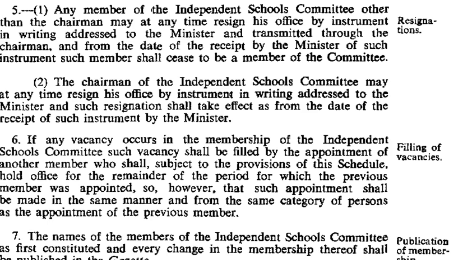6. Filling of vacancies. If any vacancy occurs in the membership of the Independent Schools Committee, such vacancy shall be filled by the appointment of another member who shall, subject to the provisions of this schedule, hold office for the remainder of the period for which the previous member was appointed. So, however, that such appointment shall be made in the same manner and from the same category of person as the appointment of the previous member.